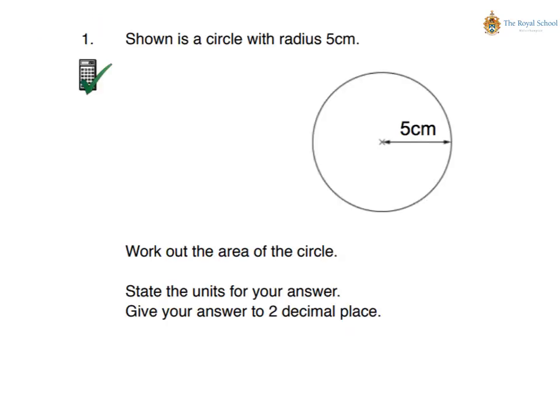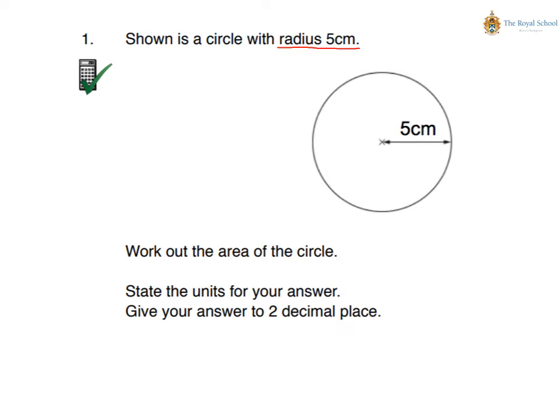So shown is a circle with a radius of 5 centimetres. That's handy. We're told the radius. We know we need that in our formula. A visual version of it on the right. Work out the area of the circle. State the units for your answer. Give the answer to 2 decimal places. So here we're not being told to use a certain version of pi, so we'd use the pi button on our calculator, and then we will round our answer at the end.